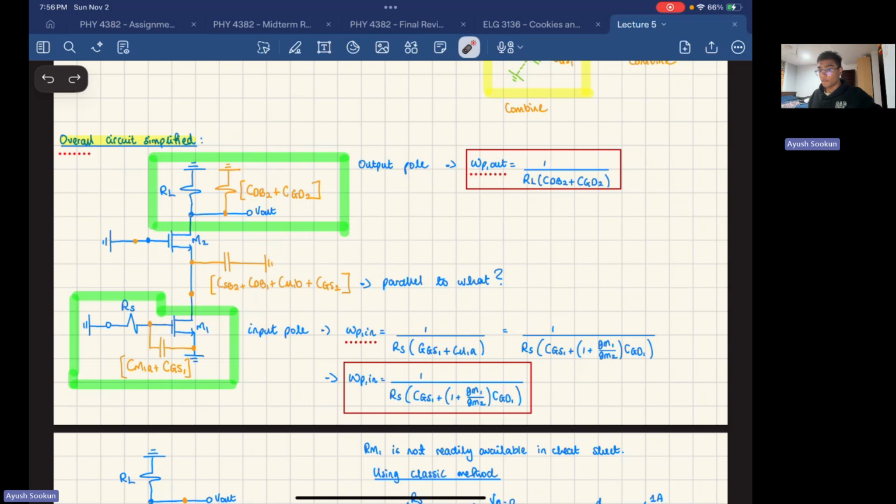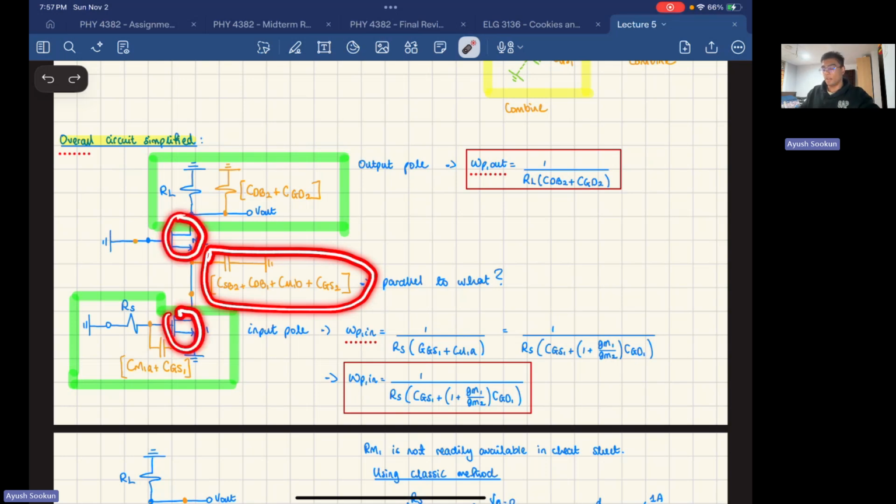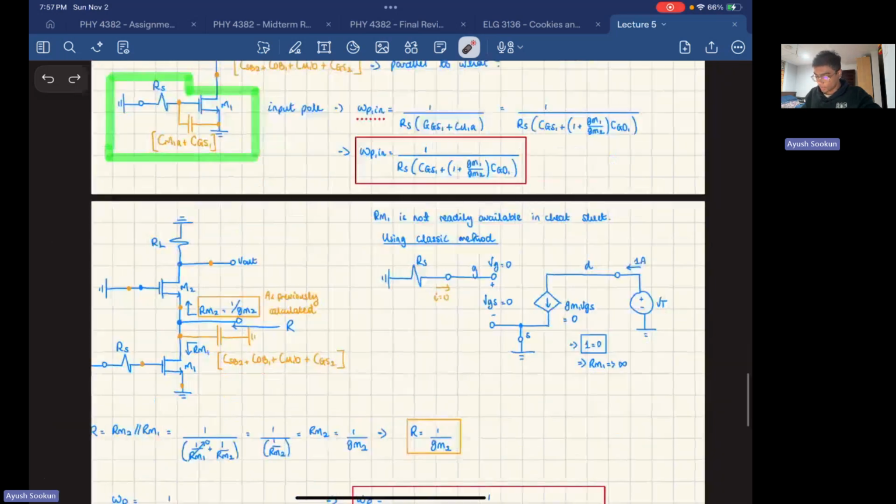Take a minute, digest information. Very, very important. The resistors do not have to be physical. The capacitor can be parallel with an equivalent impedance of a transistor. Let that sink in. I'm going to repeat. This capacitor is in parallel with the equivalent impedances of the two transistors in parallel.